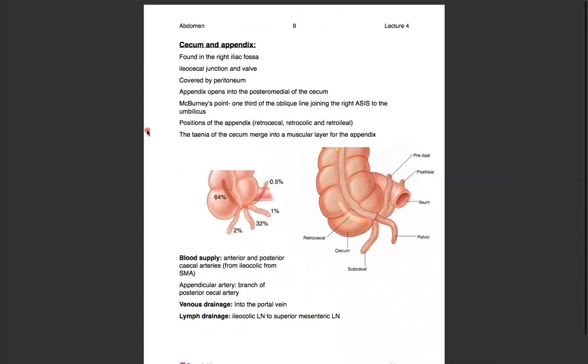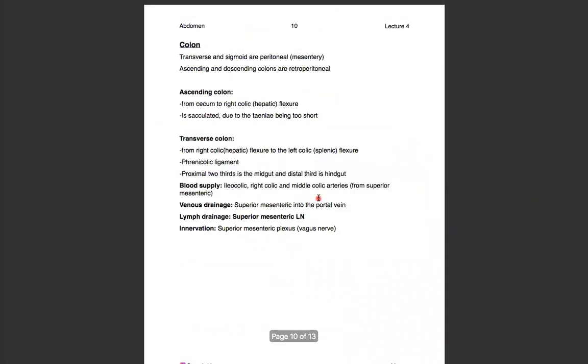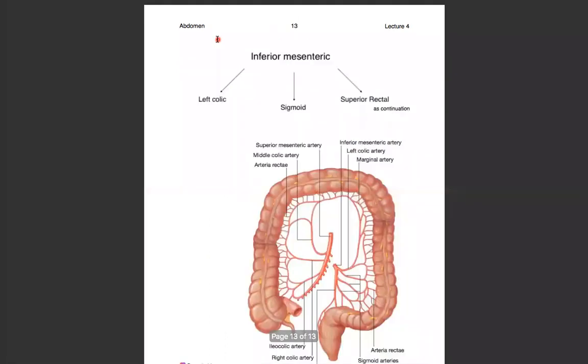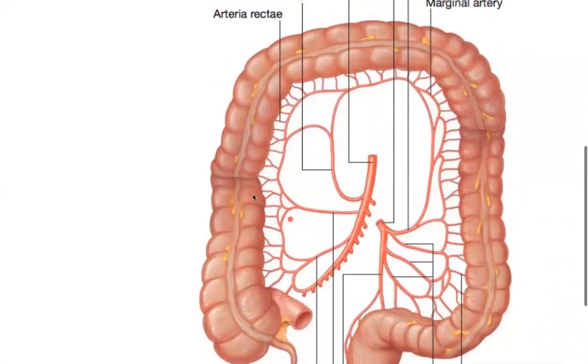We could talk about the blood supply and so on, but I'm going to be talking about it later. Next is the colon. So the colon has the ascending colon, transverse colon, and descending colon, but we only want to talk about the ascending and transverse, because the rest is part of the hind gut.